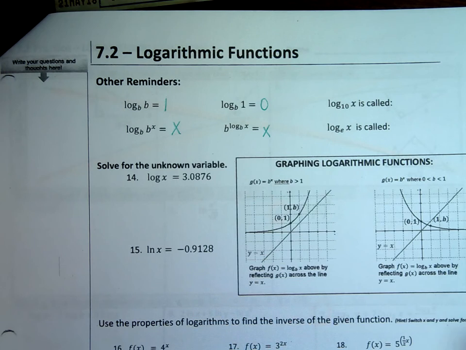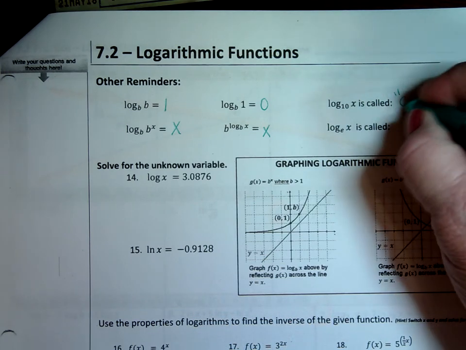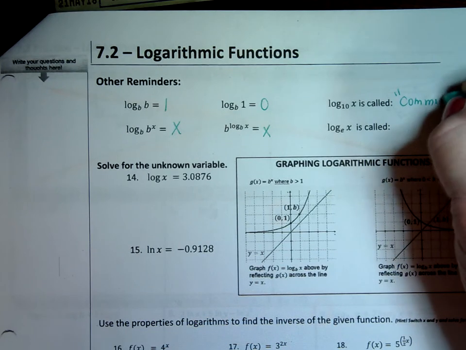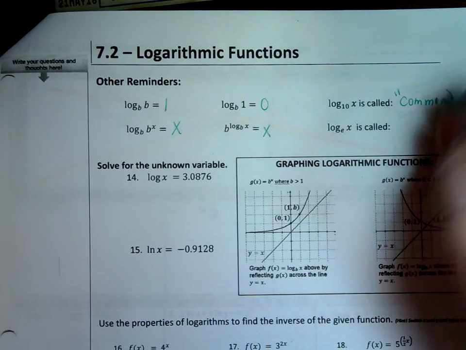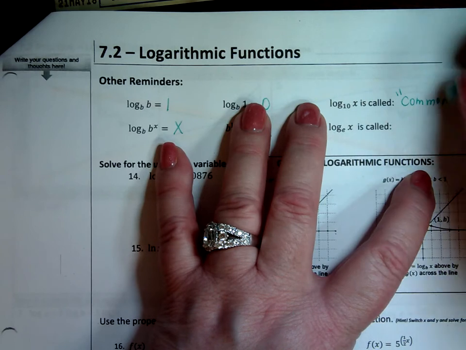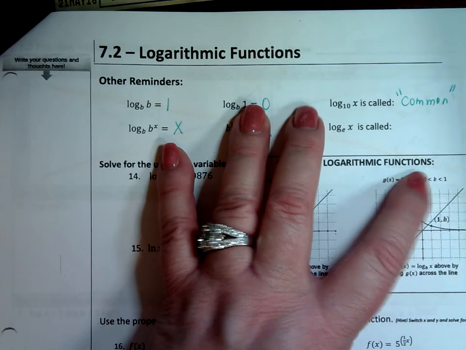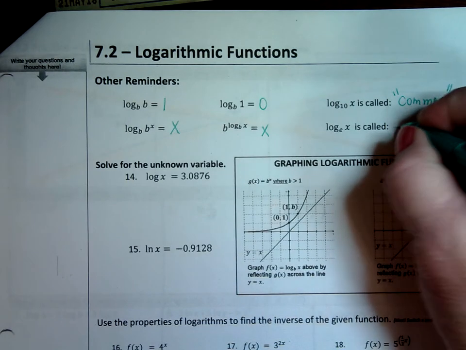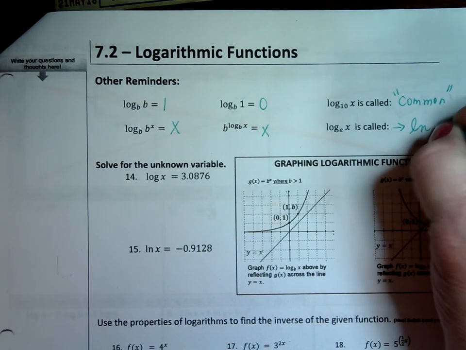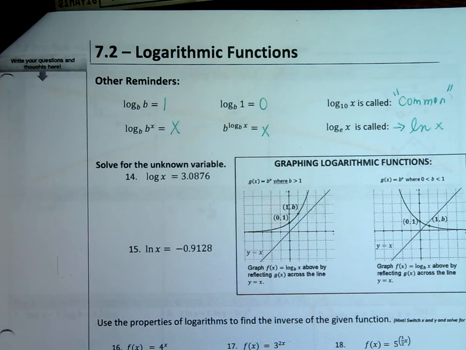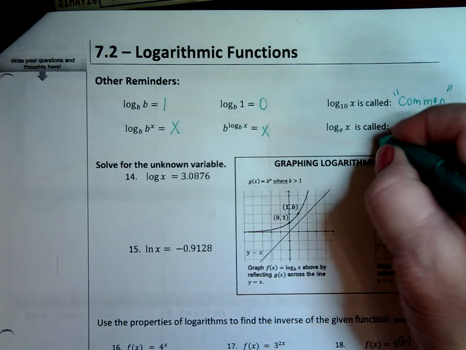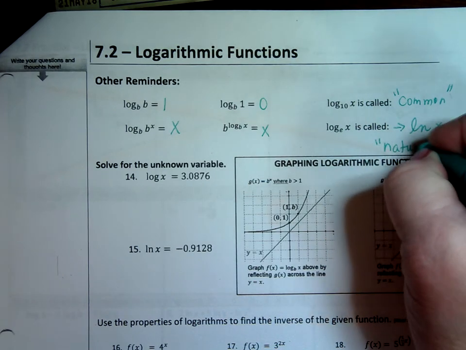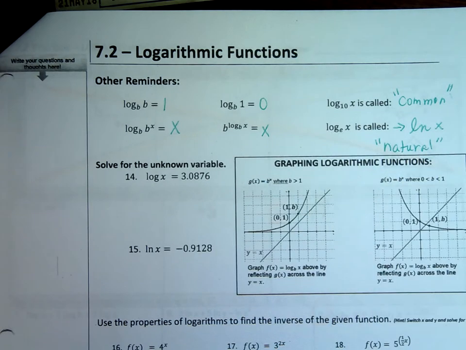Log base 10 is called the common base. And log base e, that's actually more likely seen as the ln of x. ln, natural log. It's considered the natural logarithm, ln of x. Its base is e.